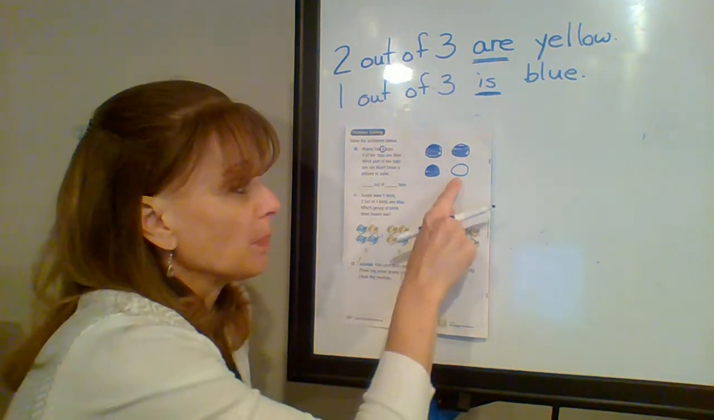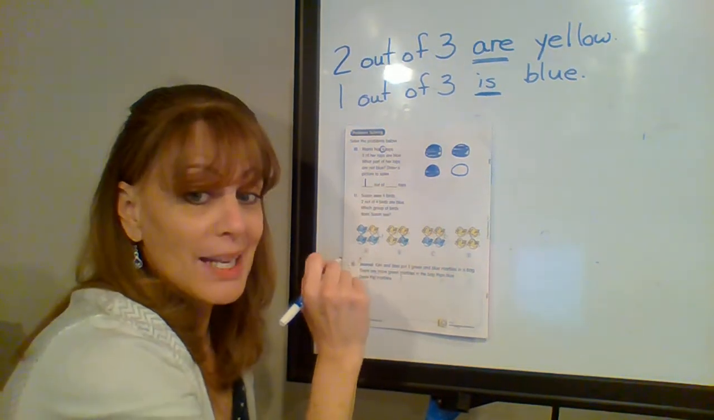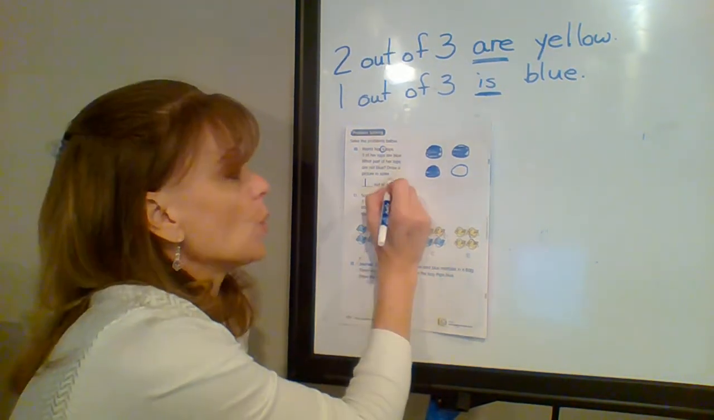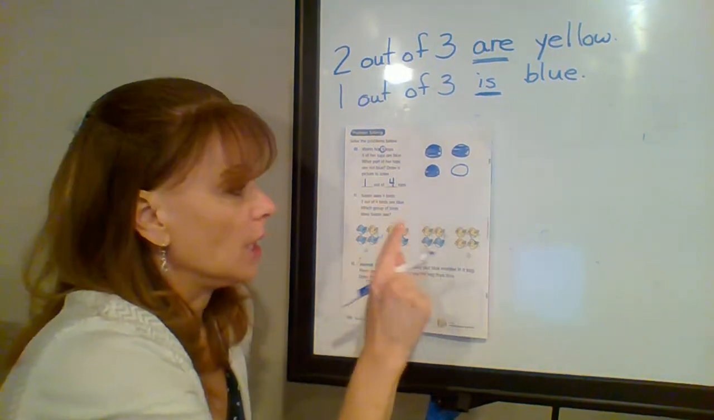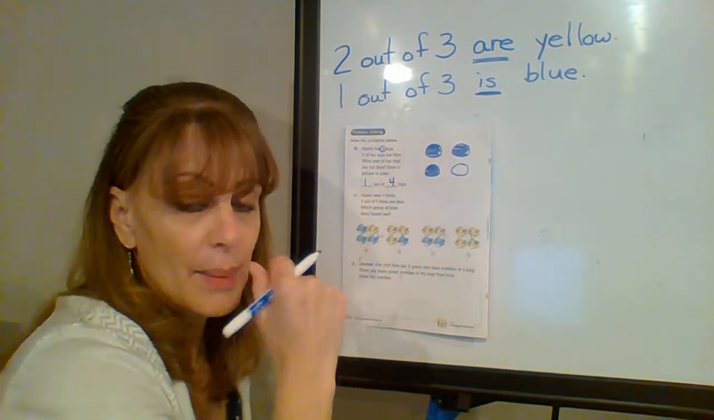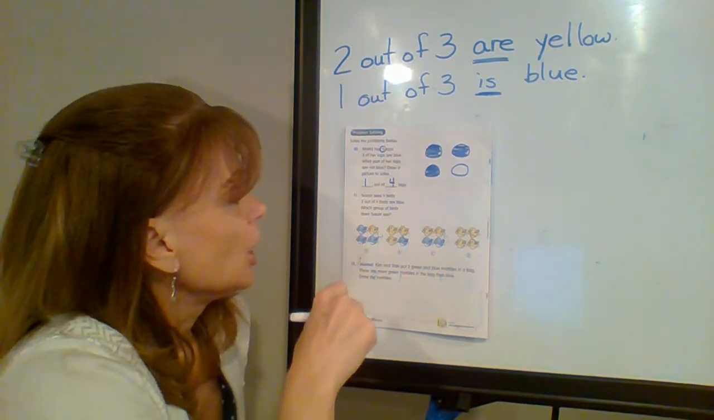Well, how many are not blue? 1 out of how many in all? 4. Remember, the second number is how many in all. Okay? Does that make sense? I hope so. Number 11.